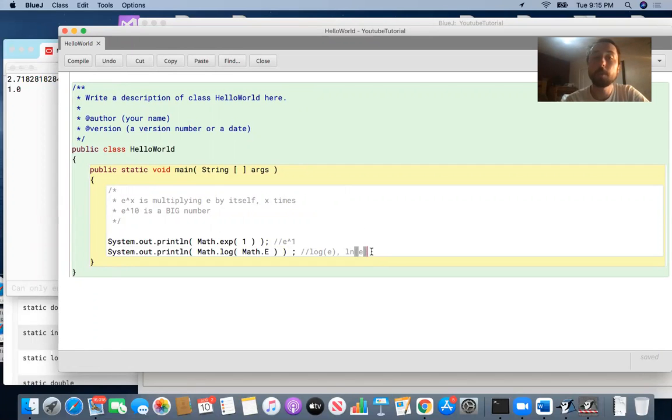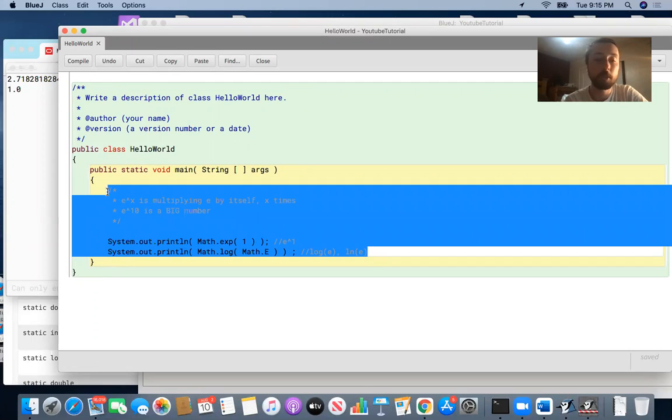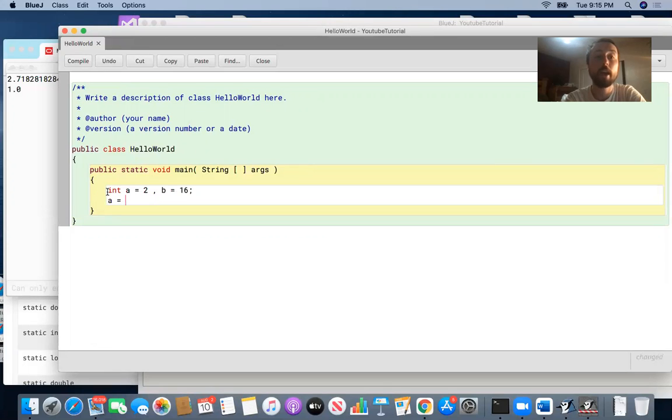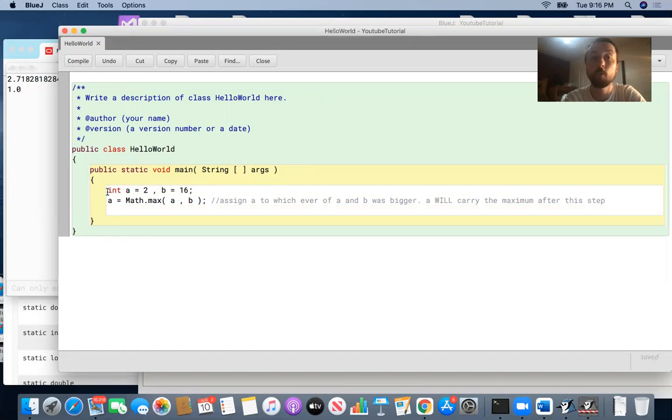Let's think about maximum and minimum. What if you want to find the maximum and minimum of two numbers? So what you could do is basically say int a equals 2, b equals 16. And then you could say a equals Math.max of a, b. So that means we are going to assign a to whichever of a and b was bigger. So a will carry the maximum after this step, even if it wasn't that way originally. So then if you say System.out.println of a, we should get 16, because the maximum of 2 and 16 is 16, okay?